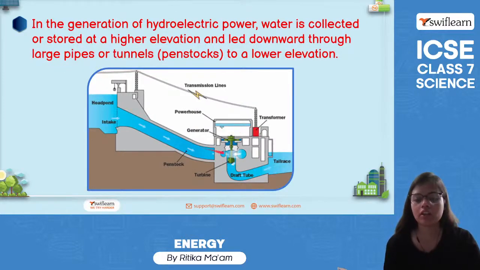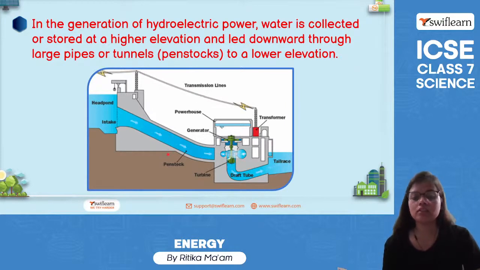So water is falling like this, it is driving the turbine and generating electricity here, and it is changing the form of energy. In the generation of hydroelectric power, water is collected or stored at a high elevation, and it is led downward. Due to this, energy is released.